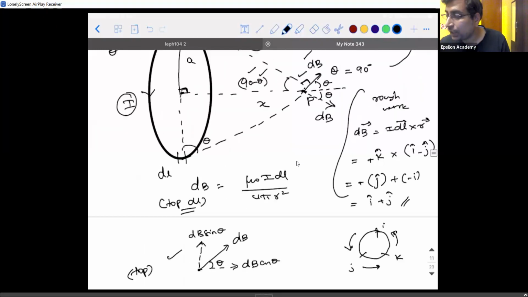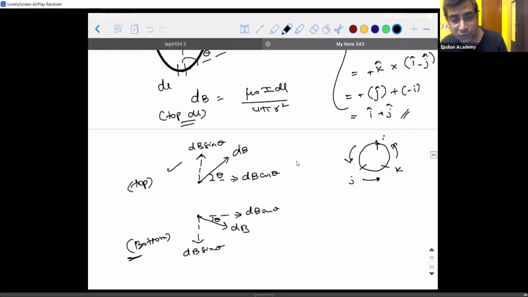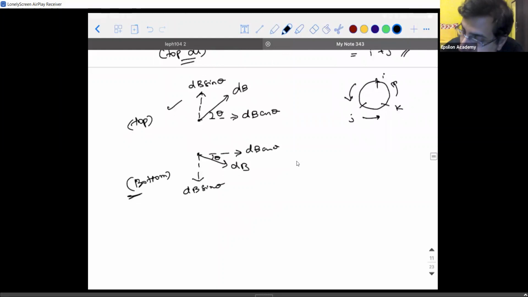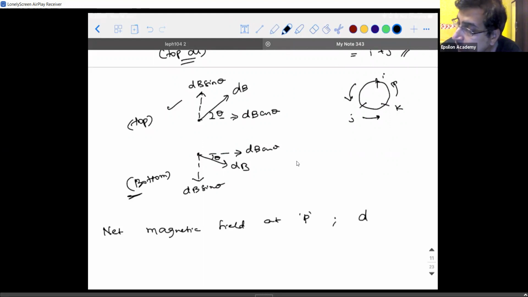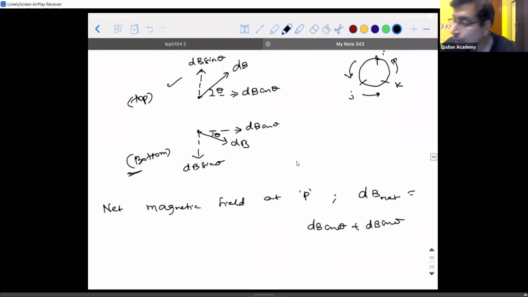So at point P, how many magnetic fields are you able to see? You are able to see two magnetic fields due to two current carrying elements, right? So if you resolve them into components, out of all the components that are there, which one will exist and which one will get cancelled out? So net magnetic field at point P is dB net is equal to, is it not dB cos theta plus dB cos theta, guys? Is it not 2 times dB cos theta? Are you guys able to understand this? Yes, sir.